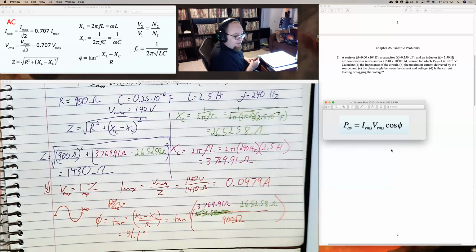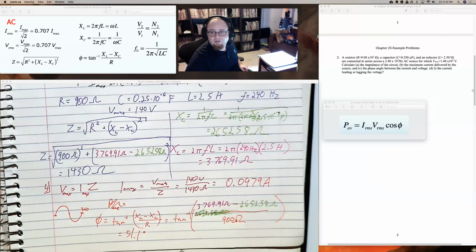Now, D, does that mean lagging or leading? I got a positive answer. Anytime you get a positive answer, that means voltage leads the current. Or you could say current is lagging the voltage, which is more what I asked for. Voltage leads when you're positive, and therefore the current is behind the voltage. Current lags the voltage. If I got a negative answer, it would be the opposite way. And so, yeah, I'll just say current is lagging the voltage.